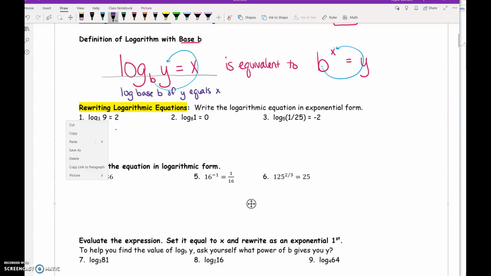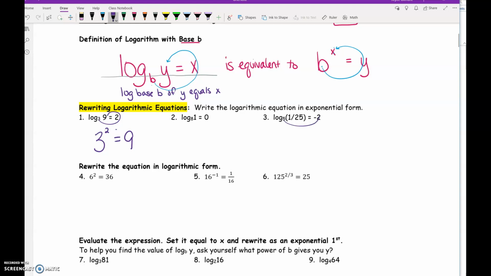So if we've got log base 3 of 9 equals 2 and we need to switch it, start at the base 3 and swoop! We're going to start with the 3 raised to the 2 equals 9. That little log swoop thing shows you what order to write those numbers. The next one. Actually, I'm going to do number 3. Swoop! 5 raised to the negative 2 equals 1 over 25.